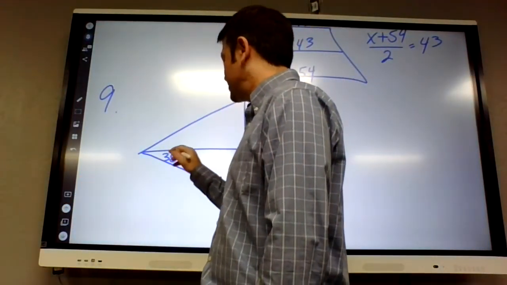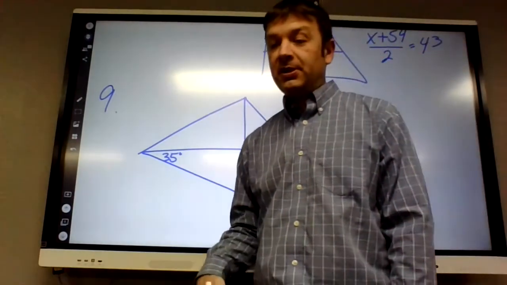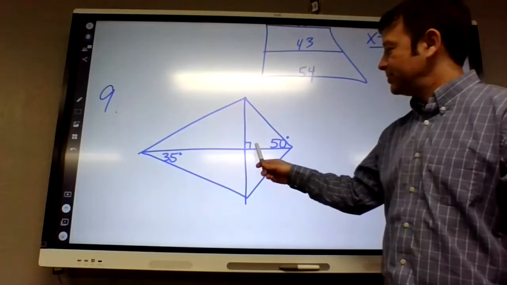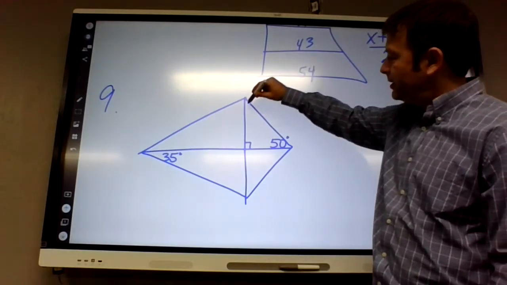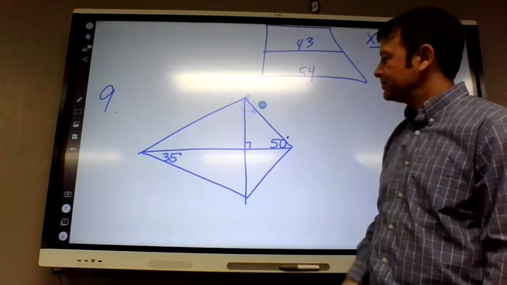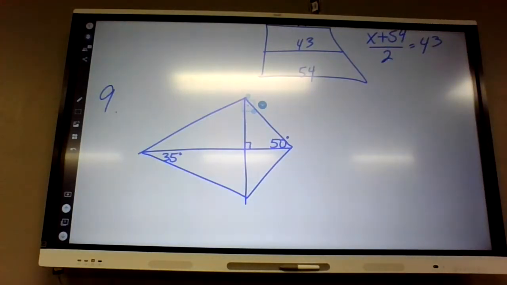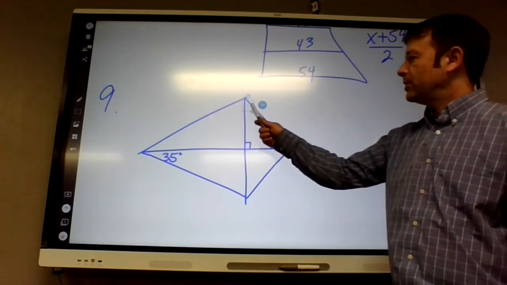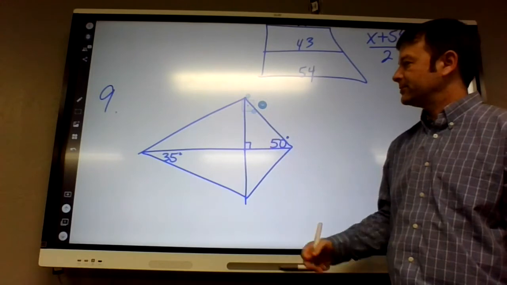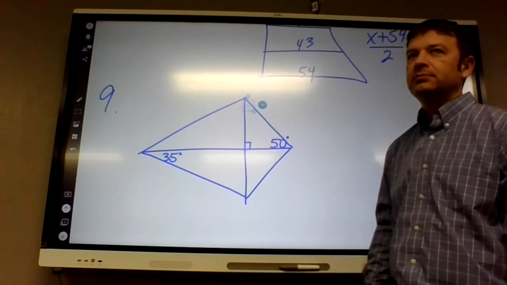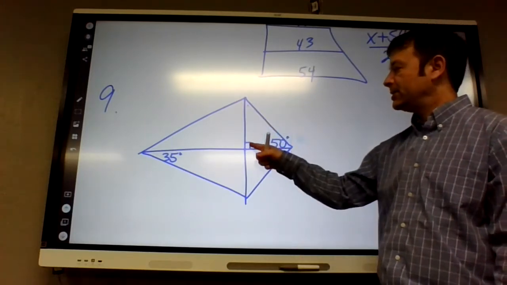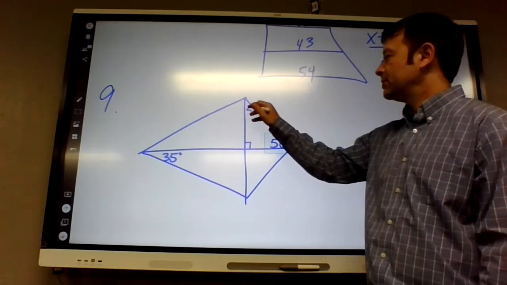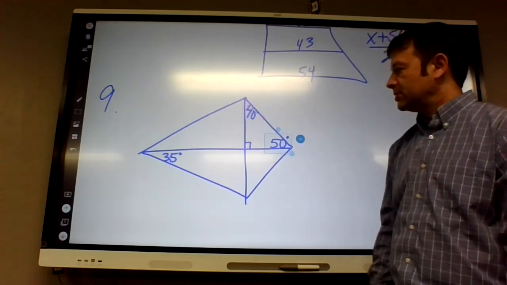Okay, you guys remember what I said about kites? All the triangles that look the same are the same. And also, what do we know about the diagonals? They're perpendicular. That's kind of all you need here. So, how could I find this angle up here? Well, look, we know this is 90 and this is 50, so how do I find that? These three angles are the three angles of a triangle, so they have to add up to 180. 180 minus 90 minus 50 is 40.